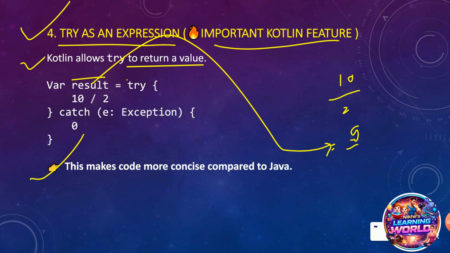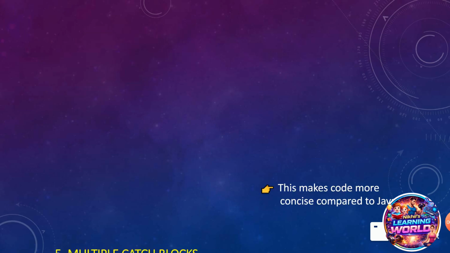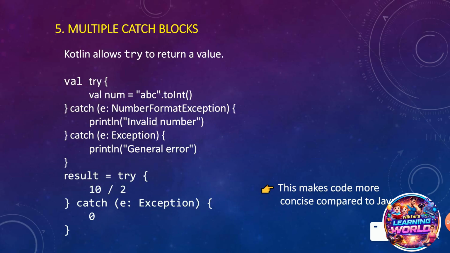Now multiple catch blocks. The syntax is like try and catch. In the try block we write whatever logic we have, and in the catch we can catch in multiple ways.